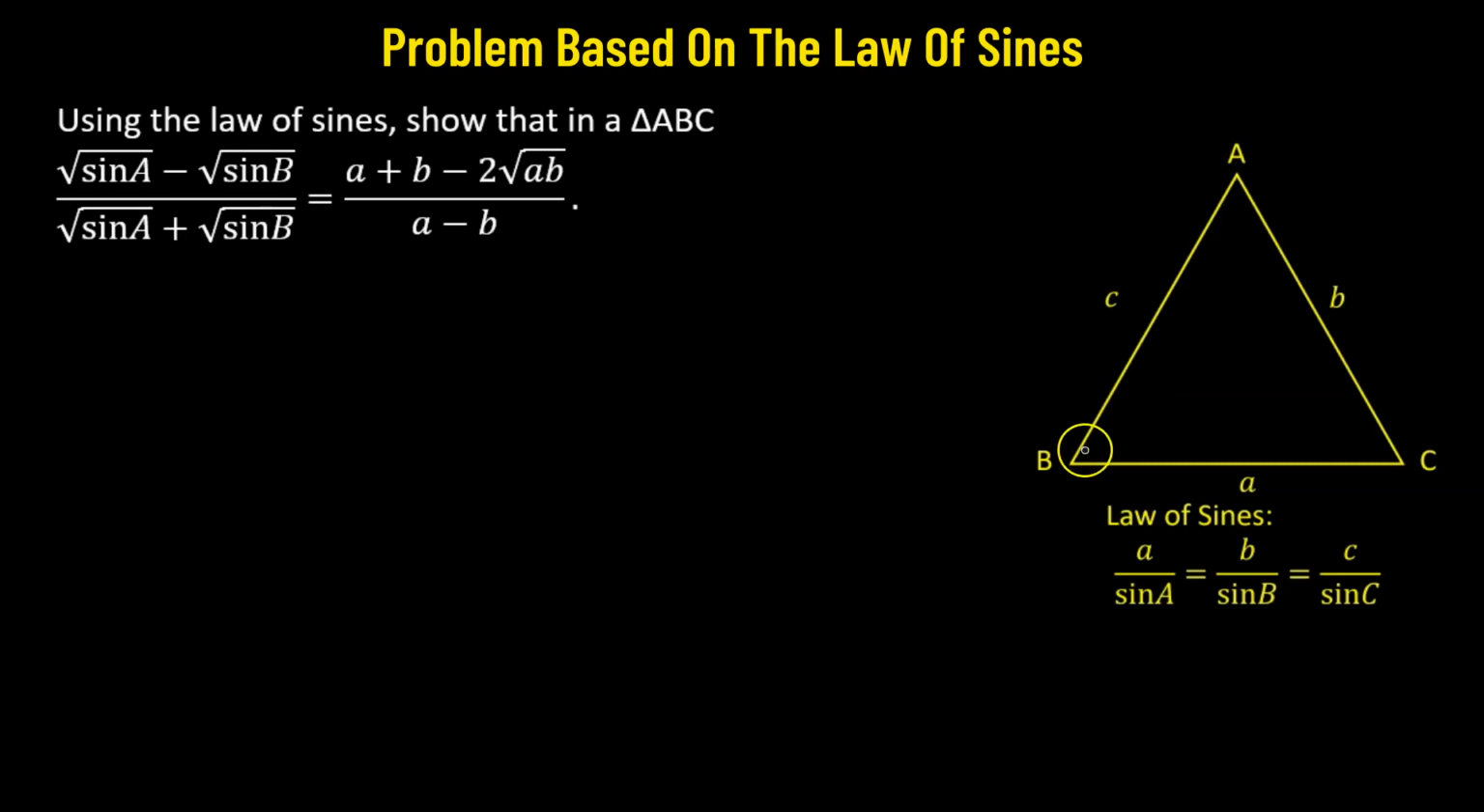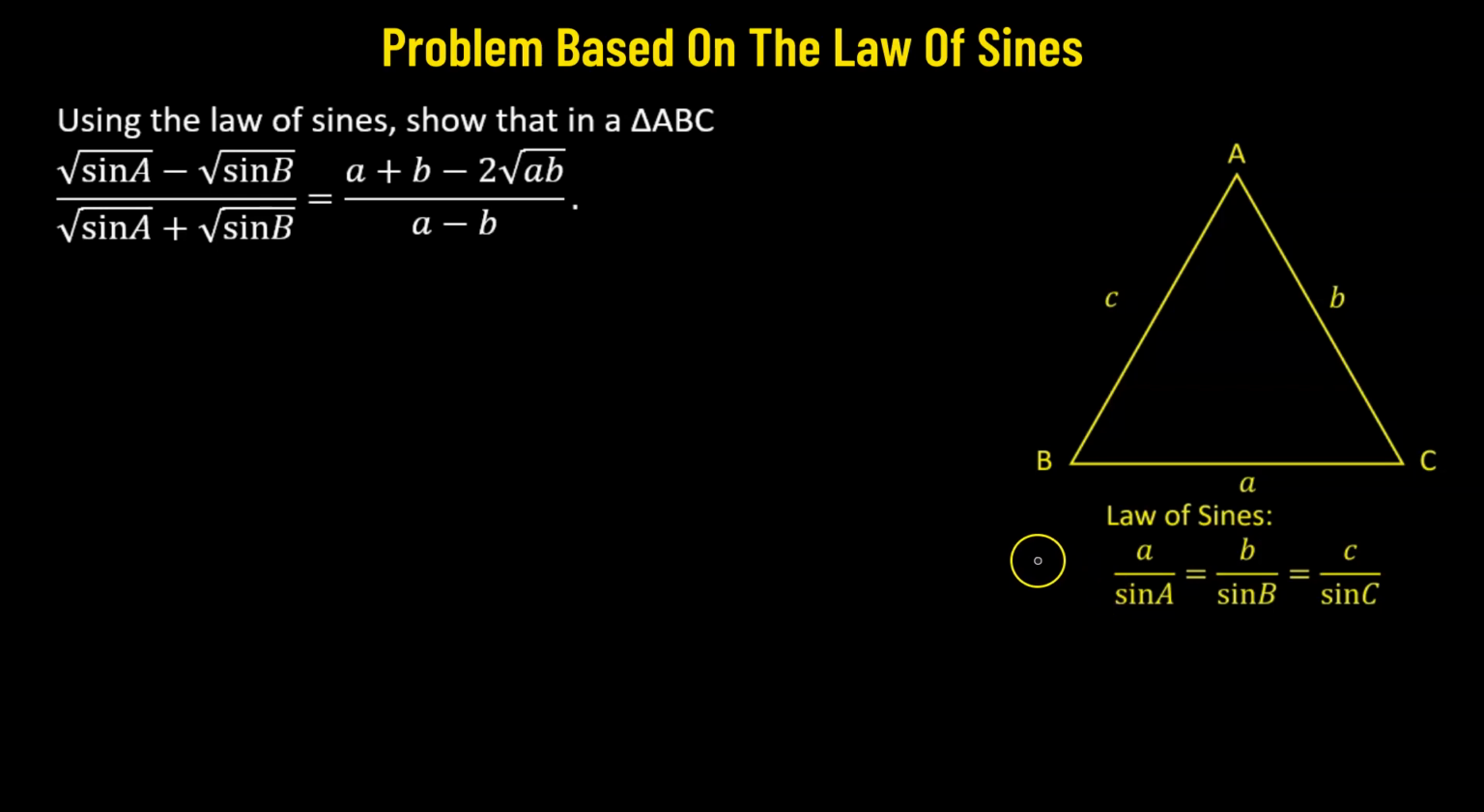So if we have a triangle ABC where the letters a, b, and c in lowercase represent the sides opposite to angle A, angle B, and angle C respectively, then the law of sines states that the ratio of side a to the sine of the angle opposite to it equals the ratio of side b to the sine of the angle opposite to it. That is also equal to the third side c to the sine of the angle opposite to it. So this is the law of sines.